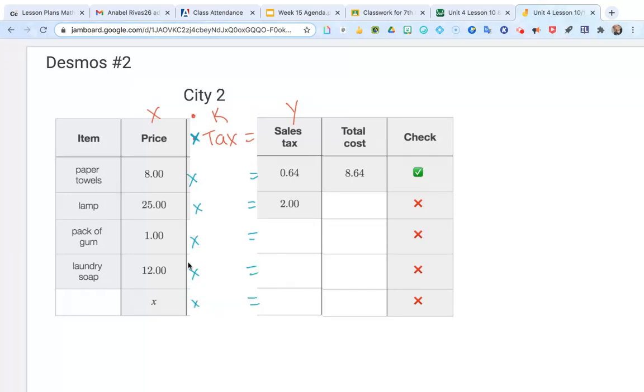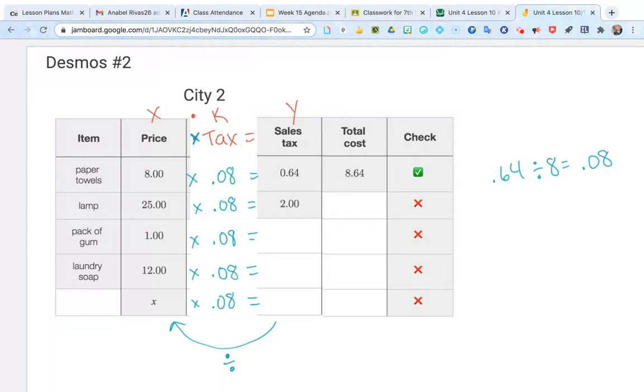So this is a multiplication symbol. So 8 times what is 0.64? Well, if I don't know, I can divide. So I want to do 0.64 divided by 8, and I get 0.08. So I'm multiplying all of these by the same thing because tax is a constant, so it should be the same.